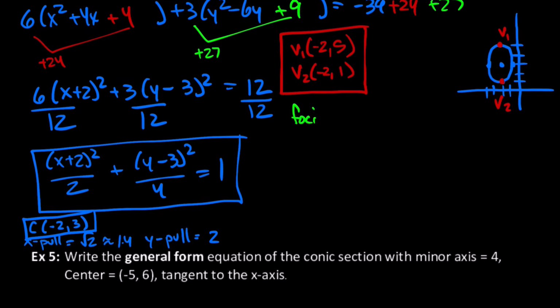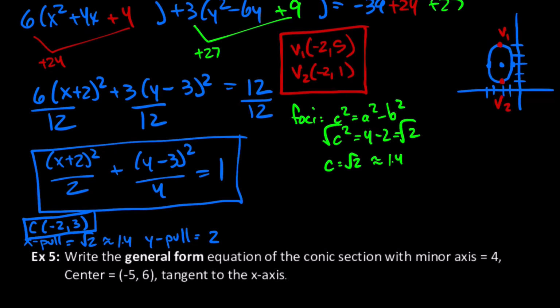Foci. For an ellipse, c squared equals a squared minus b squared. So what I get here is going to be 4 minus 2 equals 2. So c equals square root 2, which we said is approximately 1.4. So I'm going to go up about 1.5. There's f1, down 1.5. There's f2.